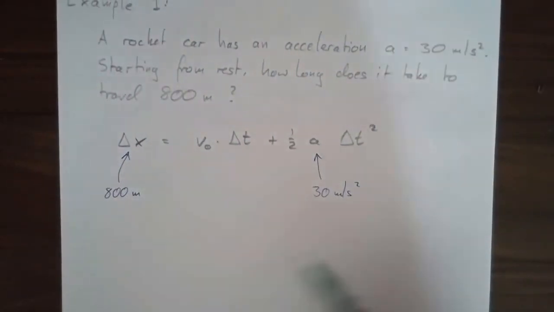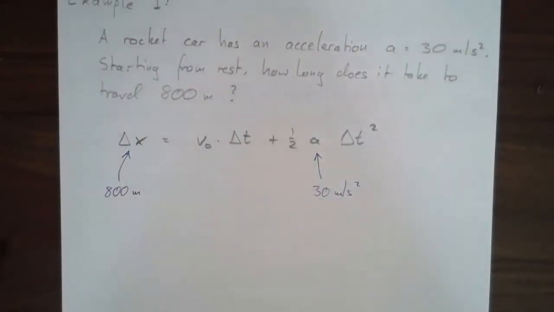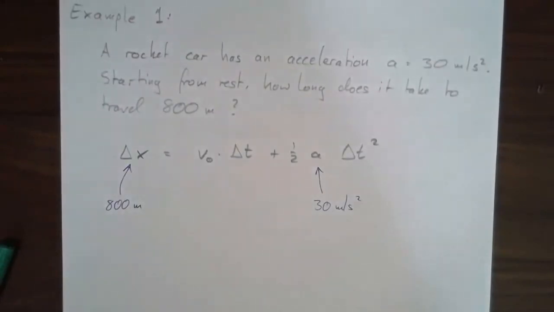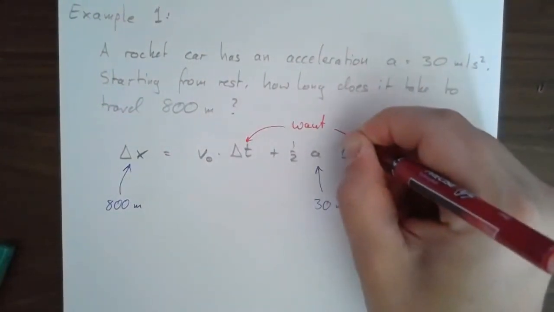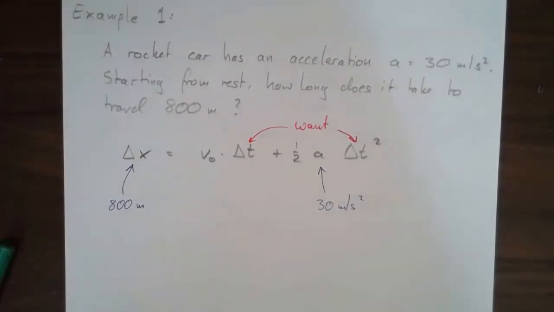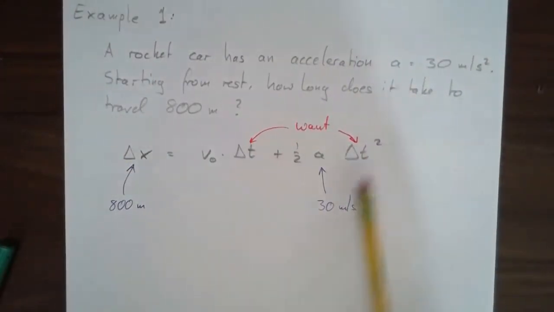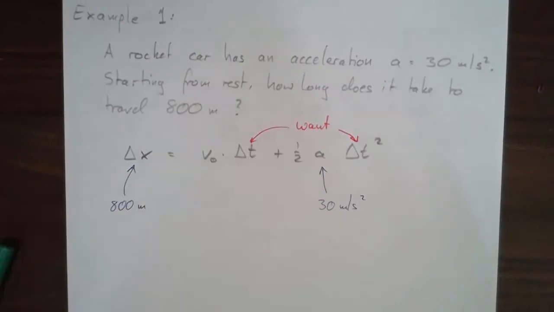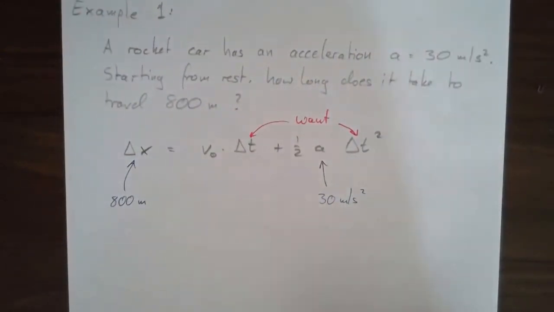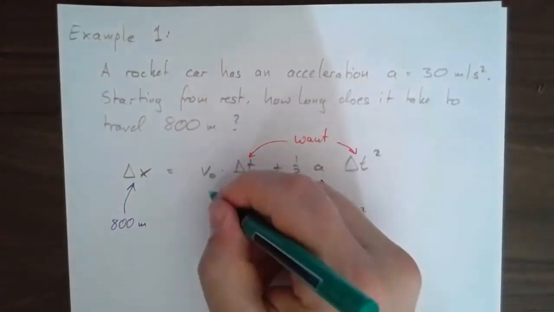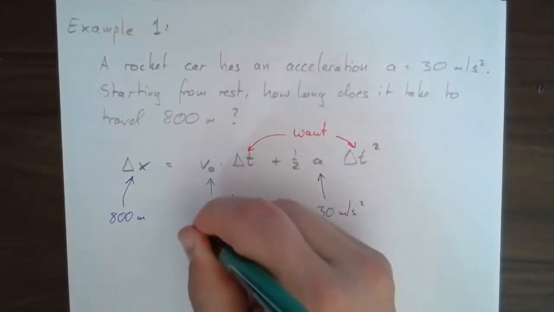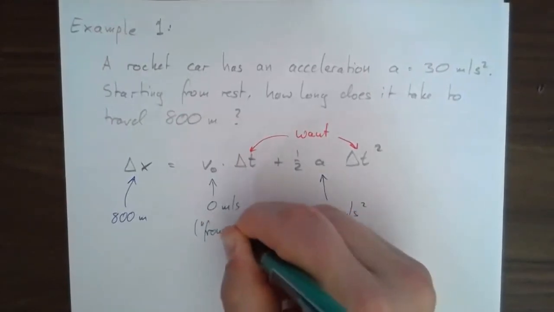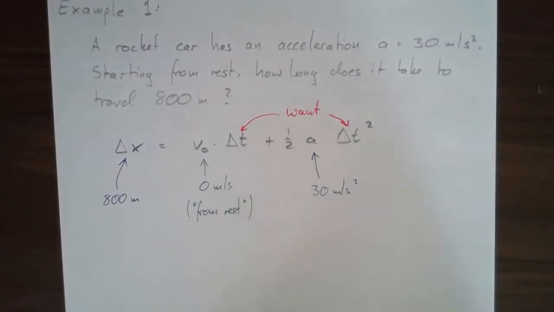Now, what else is given? Is that it? Well, what do we want? Oh, wait, we want the delta t, right? We want how long it takes. That's the time interval. That's what we want. So, I've got an equation, but there's the unknown delta t, and then there's the unknown initial velocity. I can't solve this. Oh, wait. We're given another hint in this question. It's stating that we're starting from rest, right? So from rest means my initial velocity is zero, because we're starting from rest. All right. So now, can we solve this then?